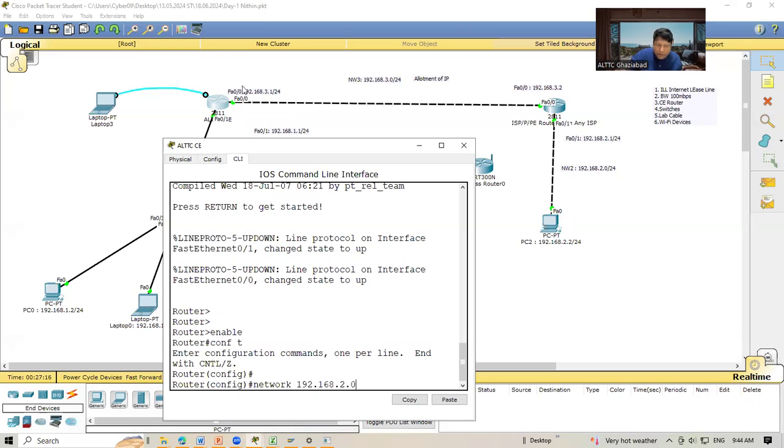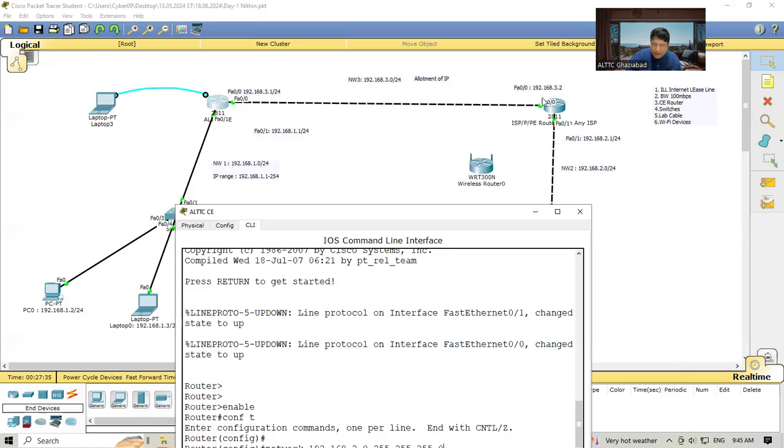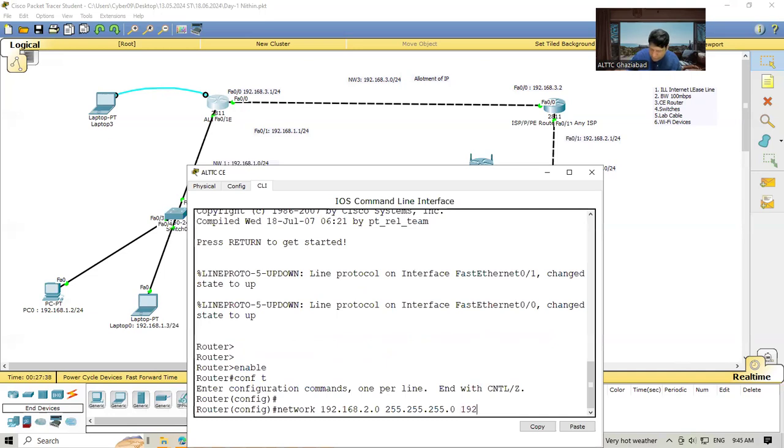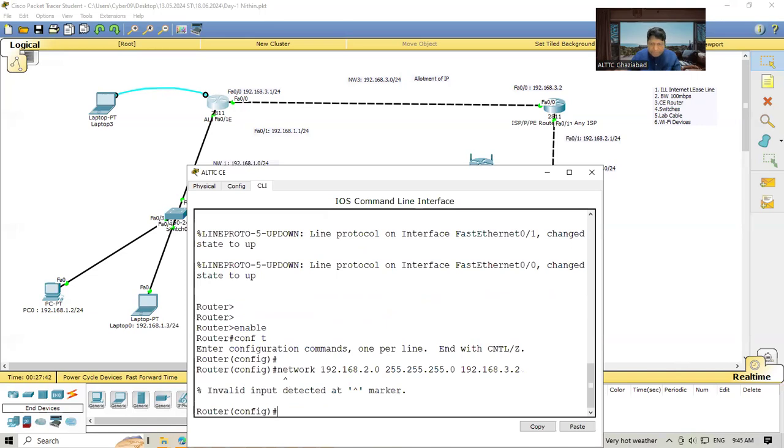192.168.2.0. This router is not aware of this network. So I just give the router the instruction: you go to network 2.0, with complete information, /24 is not applicable here. So we write down the subnet mask 255.255.255.0. And what is the route, which port number? This port number is 192.168.3.2. Just press enter.